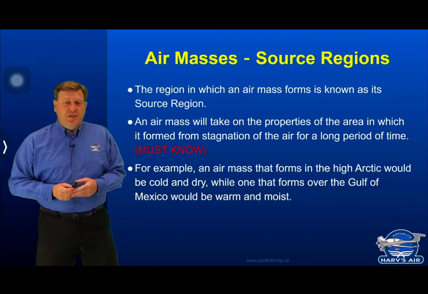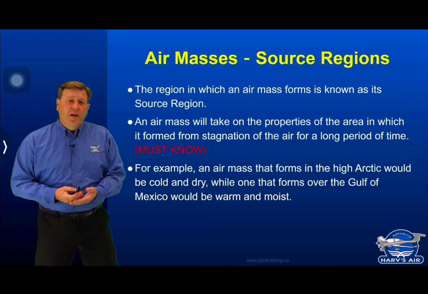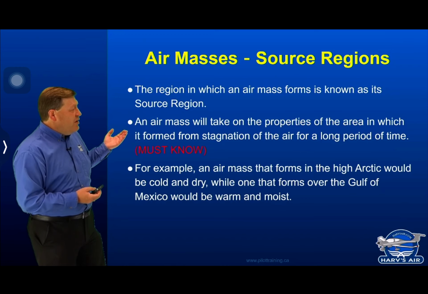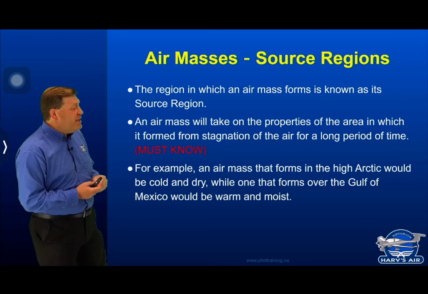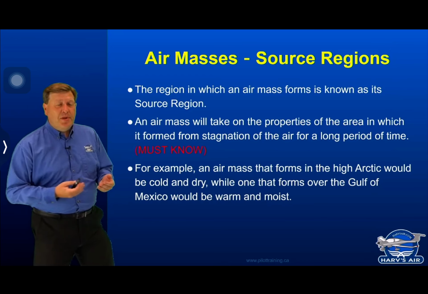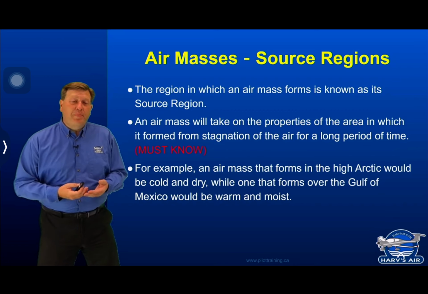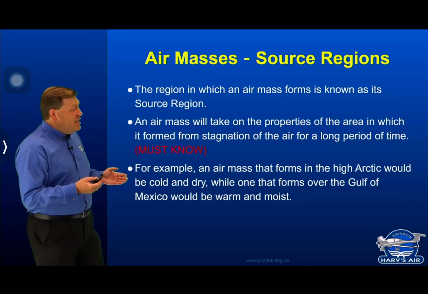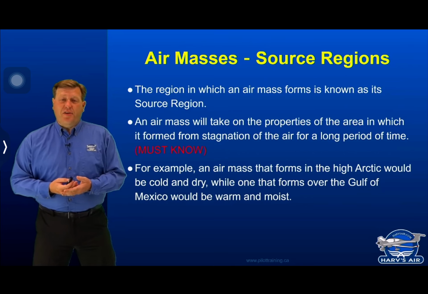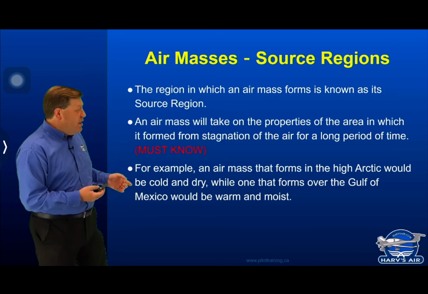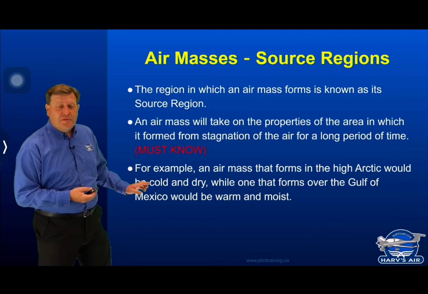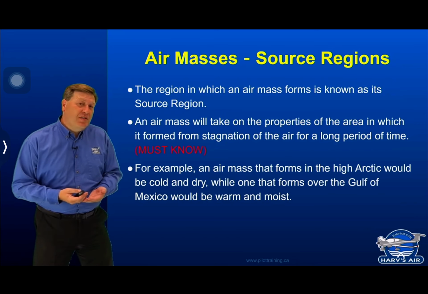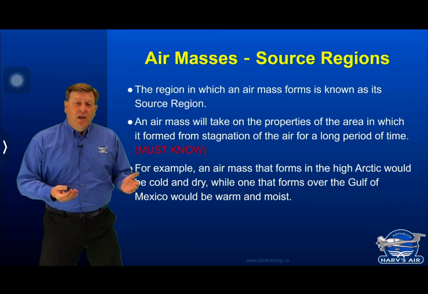So when it comes to air masses, we've talked about source regions. The region in which an air mass forms is known as the source region. And, as we've seen, an air mass will take on the properties of the area in which it is formed. That's simply because it sits there for so long over a period of time. So, let's think of maybe an air mass that forms in the high Arctic. If it sits there for long enough, it's going to get good and cold. Of course, if it's over land, in this case, it's going to be dry.